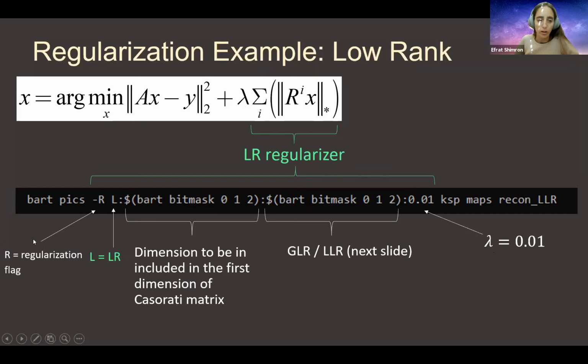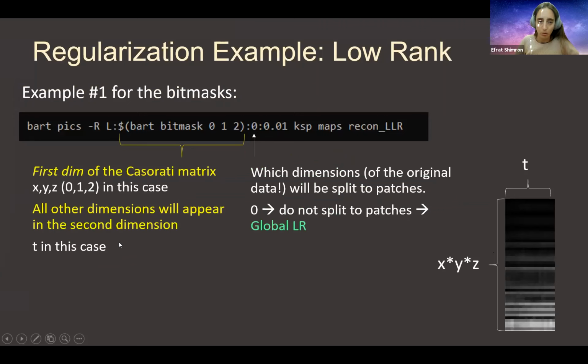So once we give BART these details, the -r and the low rank flag, BART already knows that we are going to solve this compressed sensing problem. And now the question is, are we going to use a global low rank or a locally low rank regularizer? Let's see that in the next slide. I'm going to show you a few examples of the parameters that we give BART, how BART interprets these parameters, and what is actually happening.